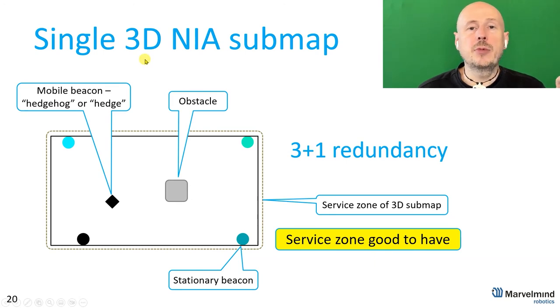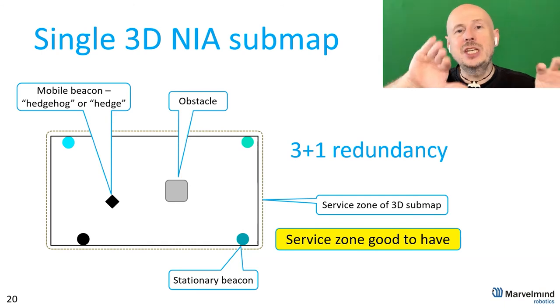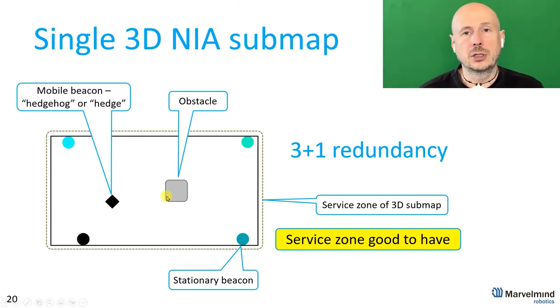For 3D, the minimum number of beacons is 3, but it's too easy to have obstruction, like an obstacle. In this case, for example, this beacon can hardly see; you can see it's almost in the shadow. This beacon can see, but this station beacon is already near an obstruction against the mobile beacon. So this is why we have 3 plus 1 redundancy. At least 3 out of 4 must be seen by the mobile beacon. In this case, the tracking will continue, almost 99%.